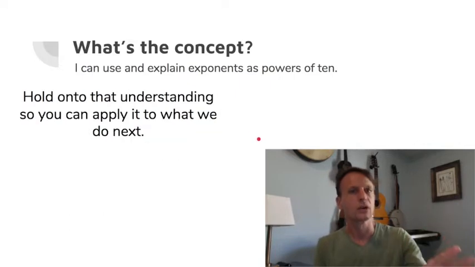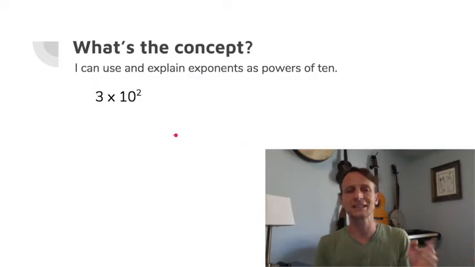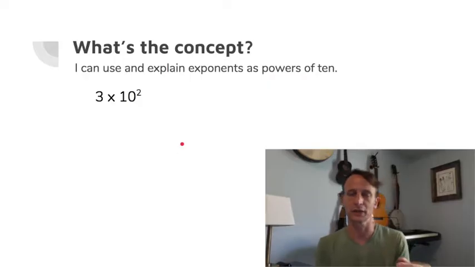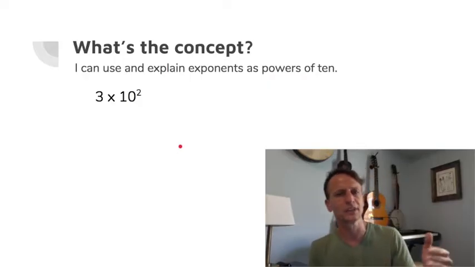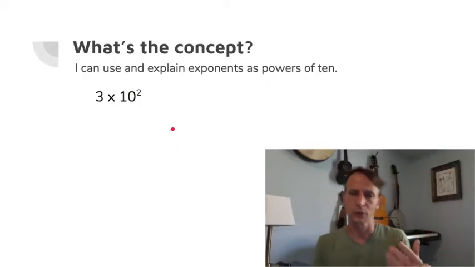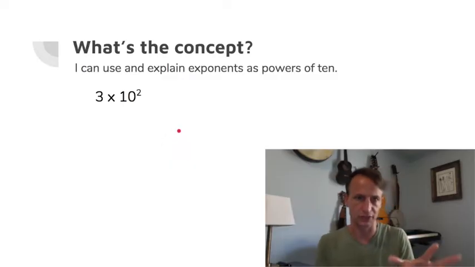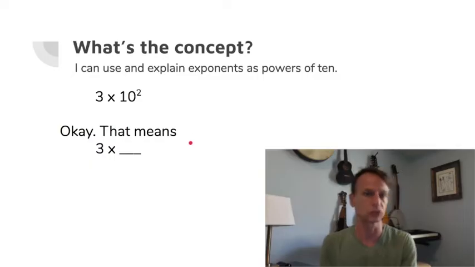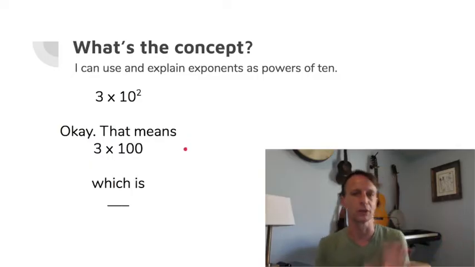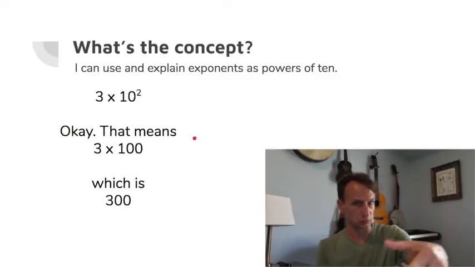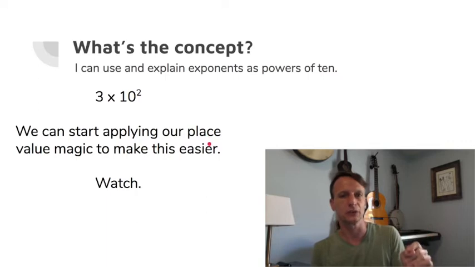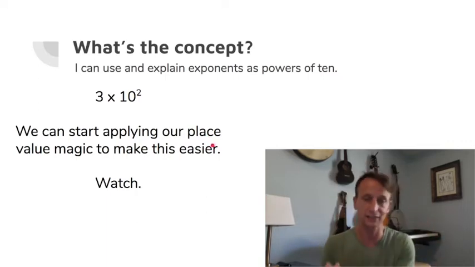Watch this. 3 times 10 squared. We could say it to the 2nd power, but generally people just say squared. 3 times 10 squared. Well, let's just reason it out first. 10 squared is 10 times 10, which is 100. So 3 times 100, 300. Okay, easy enough. But now, when I first said 3 times 10 squared, perhaps you couldn't just get right to 300 there. So we can start now using place value magic to make this easier.